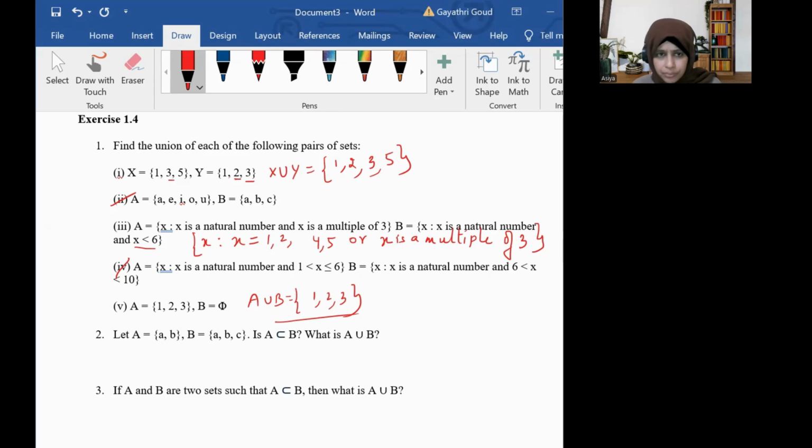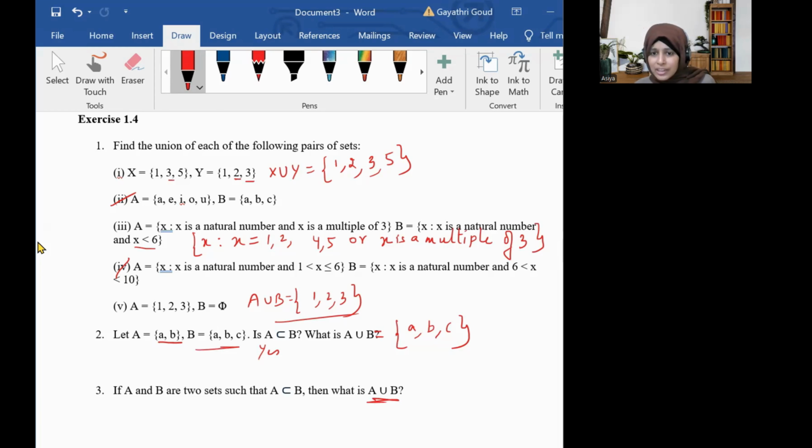So now let's continue. What do we have? Is A a subset of B? Yes. All the elements of A are present in my B. So yes, A is a subset of B. Now what is A union B? A union B would be equal to all the elements of A and B. That would be a, b and c. I hope that is clear. Now, if A and B are two sets such that A is a subset of B, then what would be A union B? Now, look at this example. What did we get?